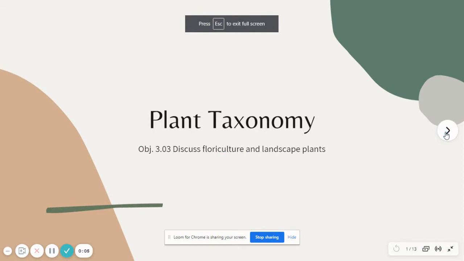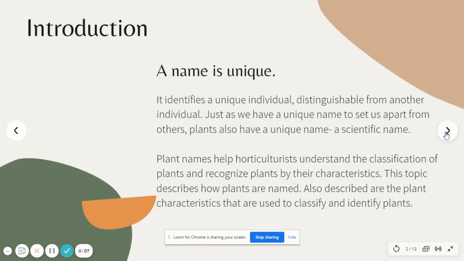Plant taxonomy. A name is unique. It identifies a unique individual, distinguishable from another individual. Just as we have a unique name to set us apart from others, plants also have a unique name, a scientific name. Plant names help horticulturalists understand the classification of plants and recognize plants by their characteristics.